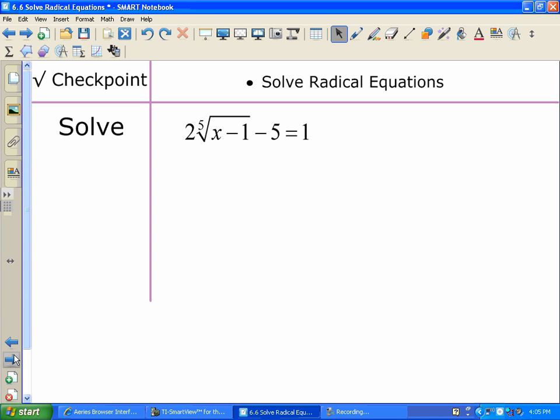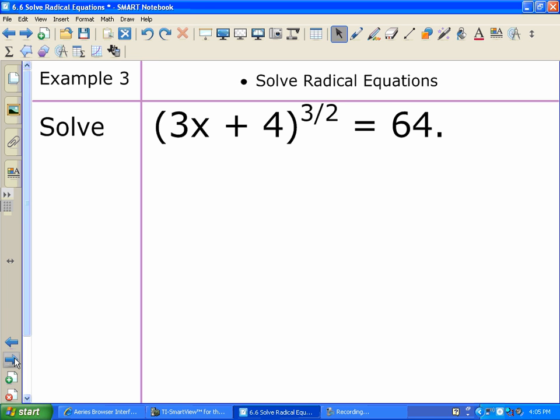All right, hopefully you get that checkpoint done. We're going to go ahead and move on to the next problem. Next problem. The quantity of 3x plus 4 to the 3 halves is equal to 64.